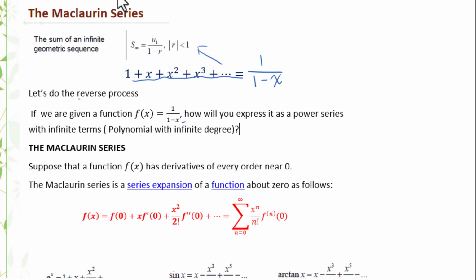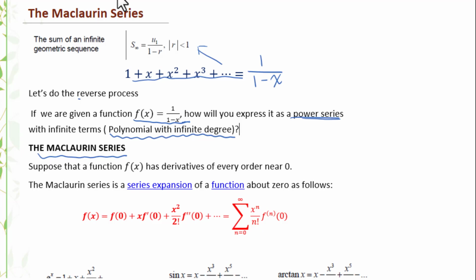If we are given a function f of x equals 1 over 1 minus x, how will you express it as a power series with infinite terms? In other words, a polynomial with infinite degrees. This reverse process is called the Maclaurin series.